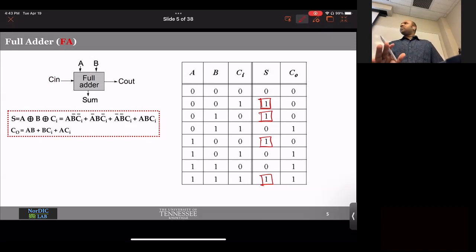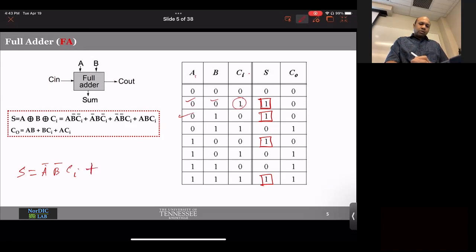Have I marked all of them? Okay, so the sum would be: wherever you have 0, take a prime; wherever you have 1, take it as is. So you have 0, 0, 1 for A, B, C, right? So I will write A bar, B bar, C, because A was 0, B was 0, and C was 1 already, so as is. And let's go to the next row.